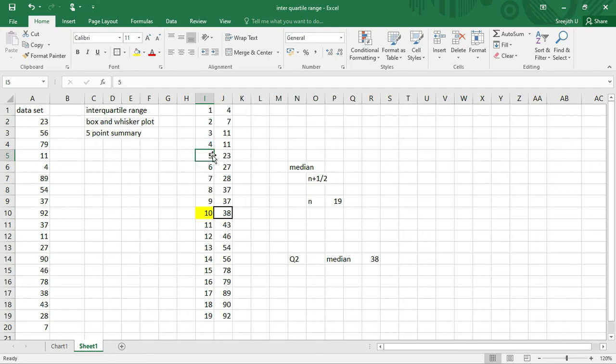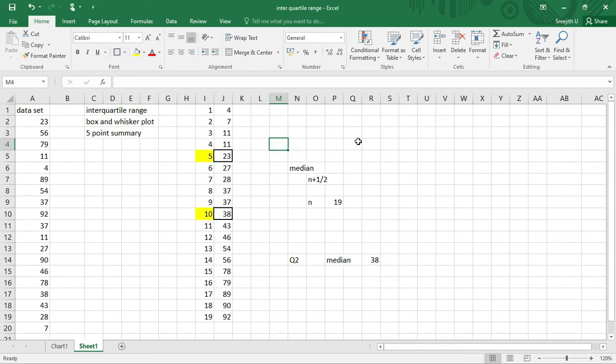If I take the 5th observation, you will notice that there are 4 observations below that and 4 observations above that. So that will divide the lower half of our median into a further 2 components. That value is 23. So 23 is the value which divides it into 2 parts. Therefore this value 23 is your first quartile. It's referred to as Q1.